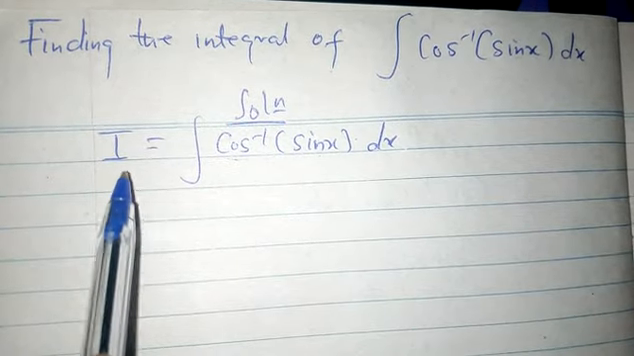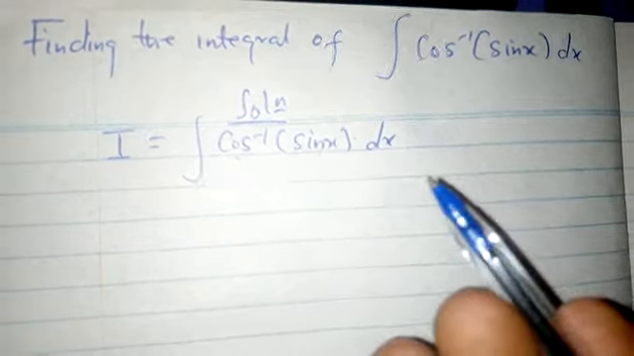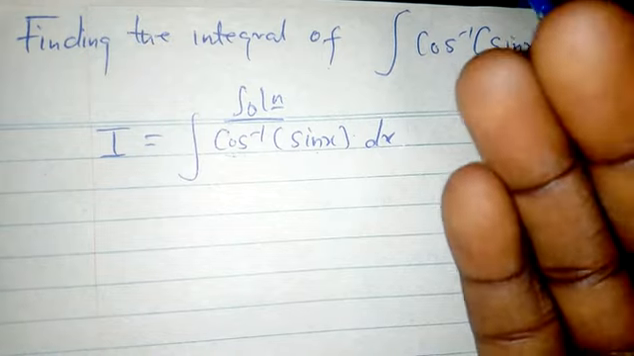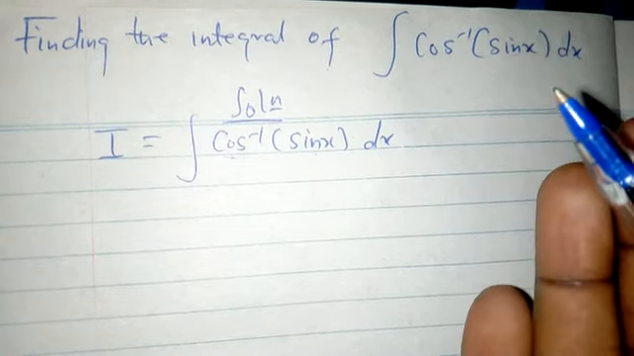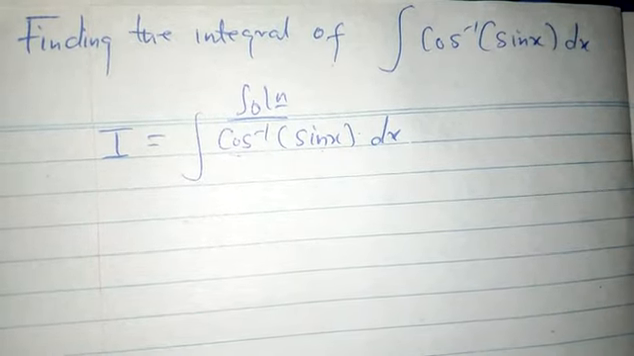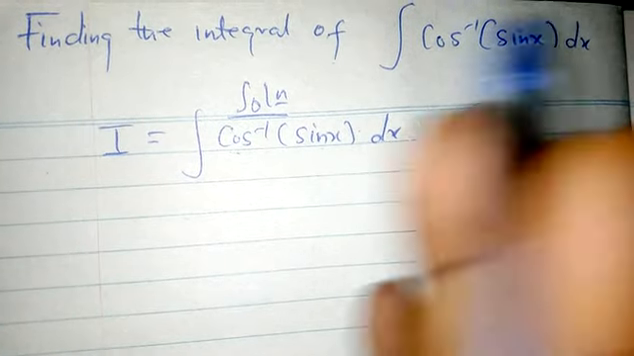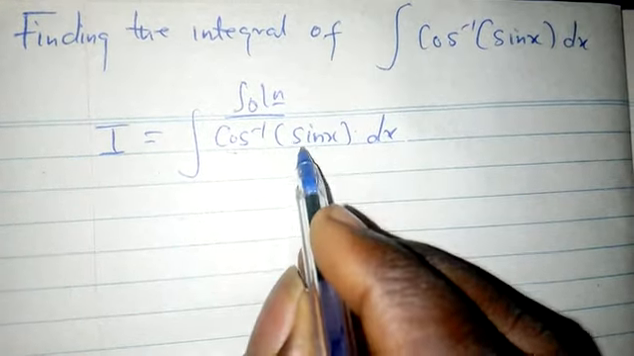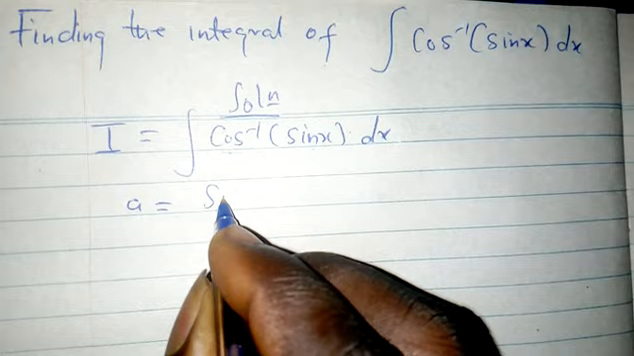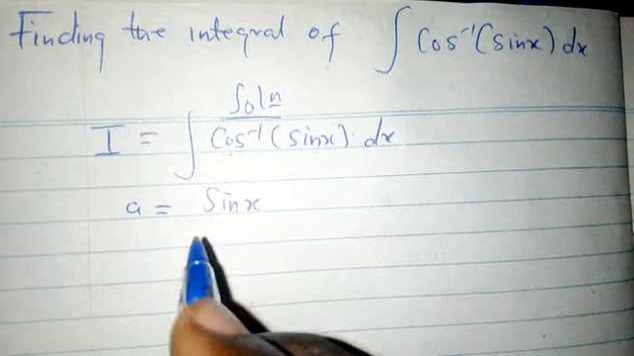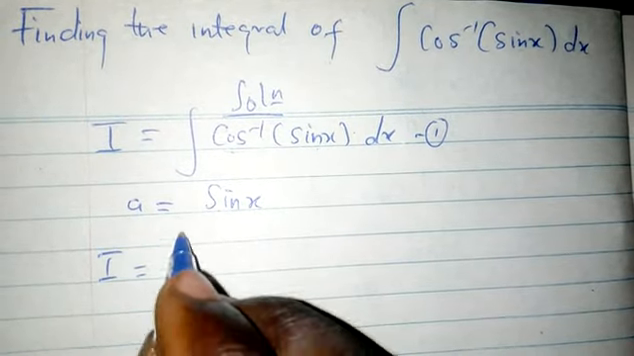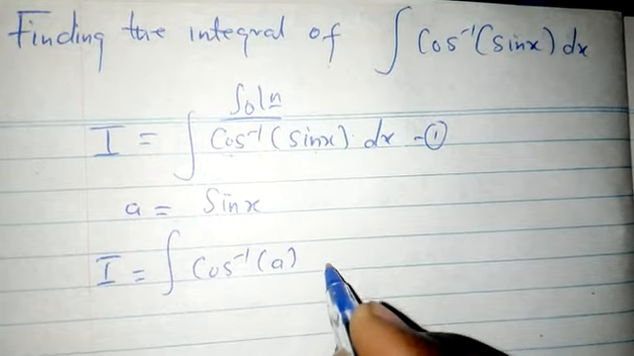Let's move on. Our I is equal to the integral of cos inverse of sin x dx. In this integration question, you cannot do straightforward integration. You have to manipulate your function to get a function that you can directly integrate. So let's try to manipulate our function. Let's change our sin x here to something. So let's say that our a is equal to sine of x. Putting a into our equation 1, our I is going to be equal to the integral of cos inverse of a dx.